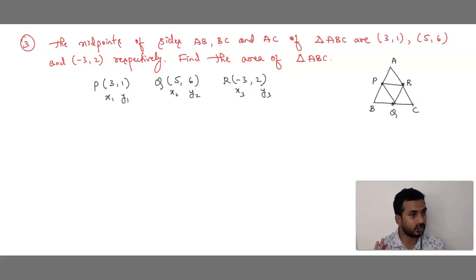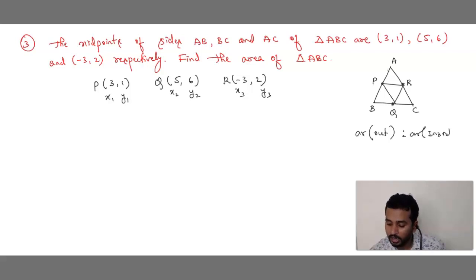One thing remember, shortcut condition: the ratio between area of outside triangle with area of inside triangle is 4:1. Area of outside triangle and area of inside triangle will be in the ratio of 4:1. मतलब कि 4 दुगना ज्यादा रहता है. इनसाइड ट्रायंगल से आउटसाइड ट्रायंगल का एरिया कितना रहता? 4 दुगना ज्यादा रहता. That is 4:1.